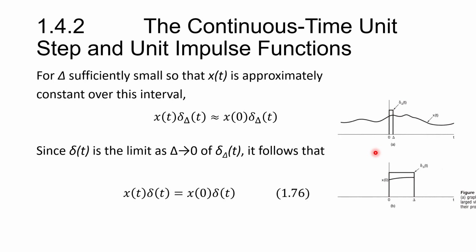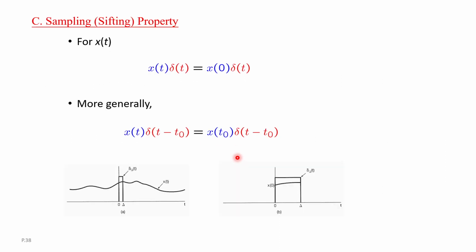So the shifting property is just like the discrete time, but we justify this with the limiting behavior of delta sub delta. So we think of the true delta function as this delta sub delta as big delta goes to 0. Okay, and just another reminder, shifting property: x of t times delta of t minus t0 is x of t0 delta of t minus t0, and this is how we justify it.